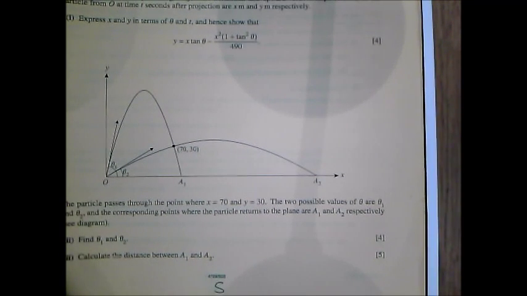Okay, so I know that 1 over cos squared theta is equal to 1 plus tan squared theta. So I can now just do a slight change here: Sy equals x tan theta minus x squared lots of 1 plus tan squared theta all over 490. And that's our job done for part 1. Okay, let's have a look at part 2.